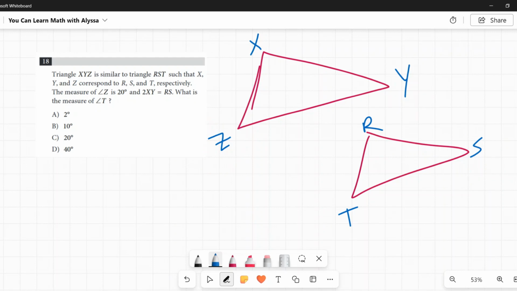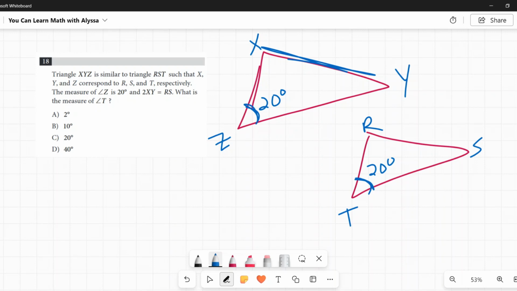The measure of angle Z is 20. So when this angle is 20, then we know its corresponding angle, T, is 20. So I'm going to go ahead and write that on both. And we know that 2 times XY equals RS. All right, so it looks like RS is the bigger. I didn't draw those right. It says 2 times this equals this, so RS must be way bigger. What is the measure of angle T?